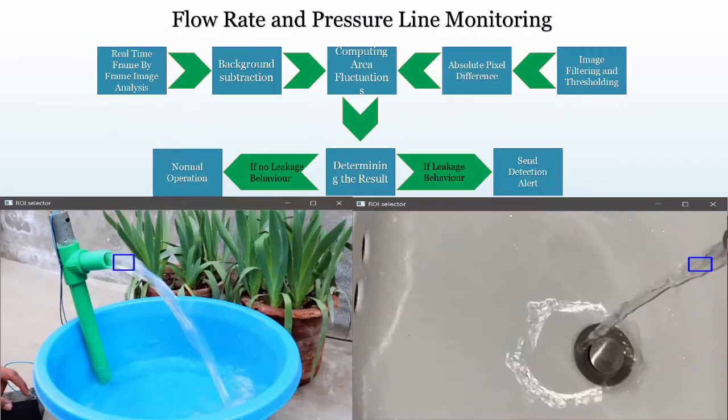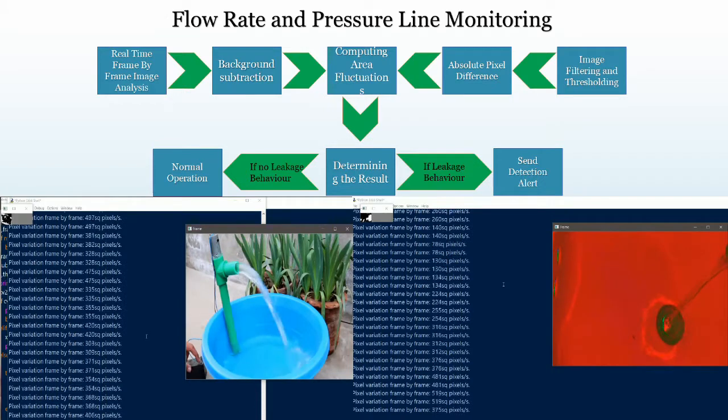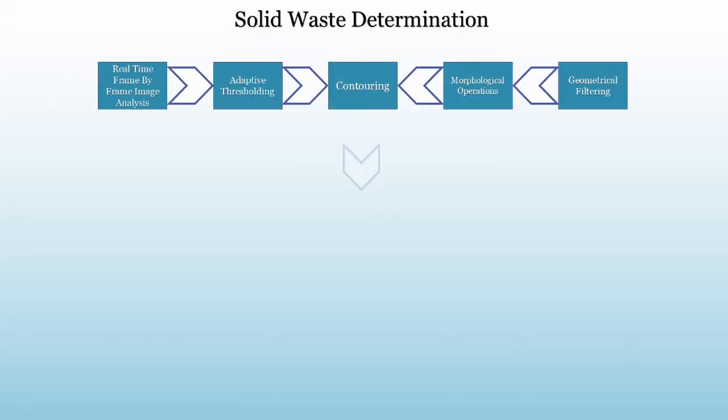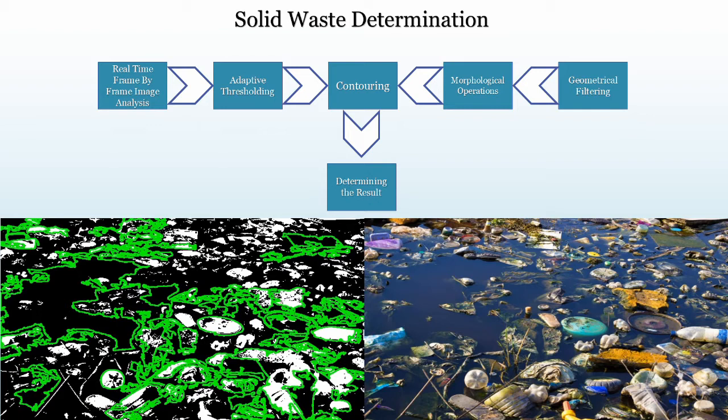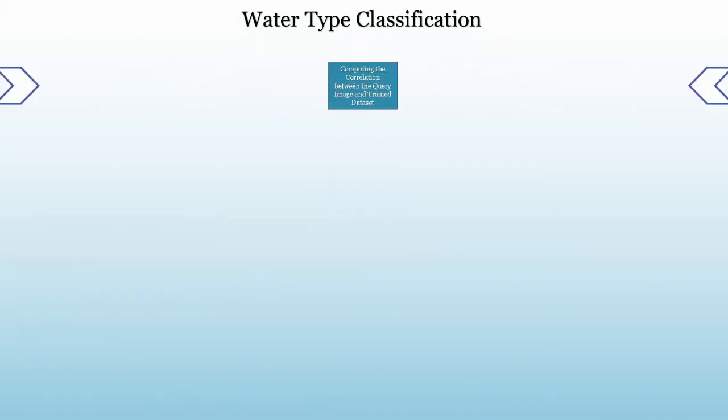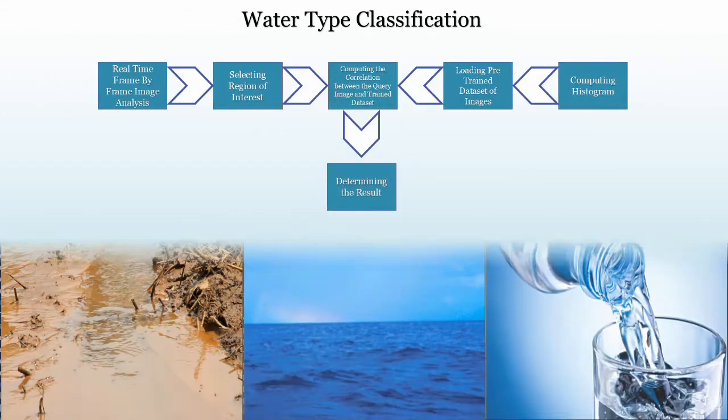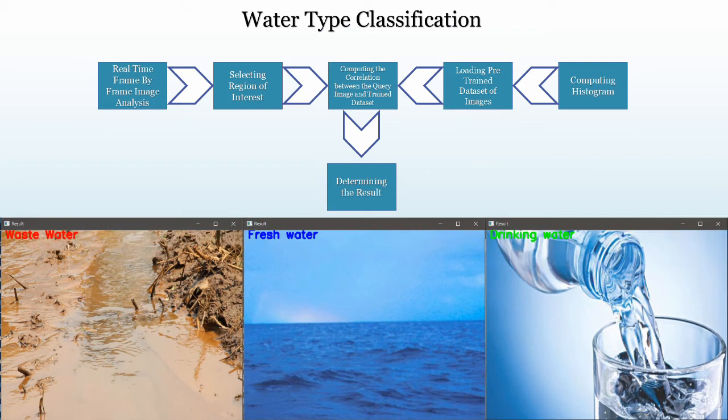Based on the background calibration and static camera position, the pixel fluctuations are computed in real time to obtain the flow rate in square pixels per frame. Similarly, solid waste detection uses the adaptive thresholding method along with edge detection to determine floating contours in a frame view. Finally, based on pre-trained water data and bit plane histogram segmentation, water type is detected.